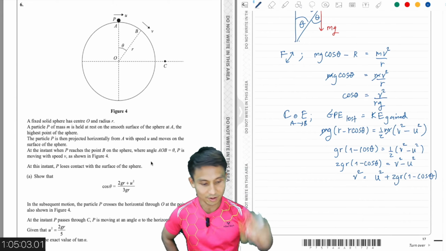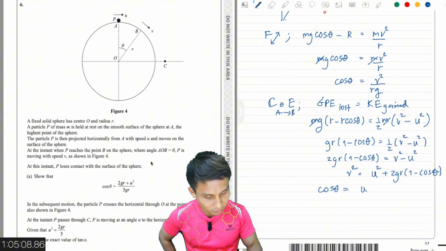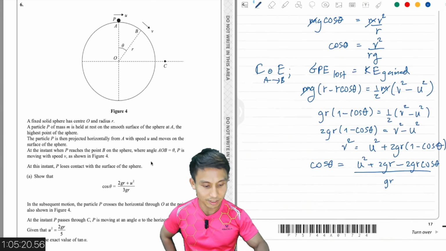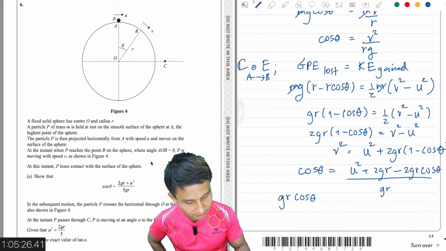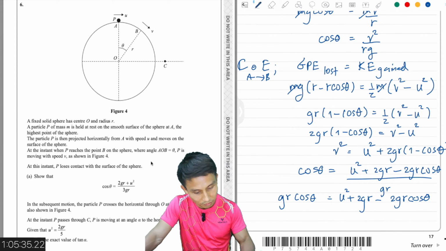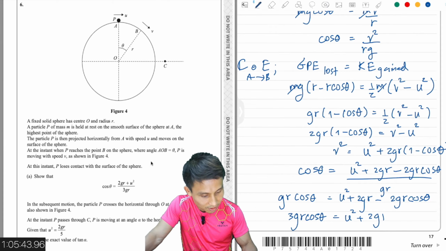If I plug that in, I need to plug that in so that I simplify the cos. So gr cos theta equals u squared plus 2gr minus 2gr cos theta, divided by gr, okay? We need to make cos theta the subject here, so we merge the terms. If you move that to the other side, you get 3gr cos theta equals u squared plus 2gr, right?